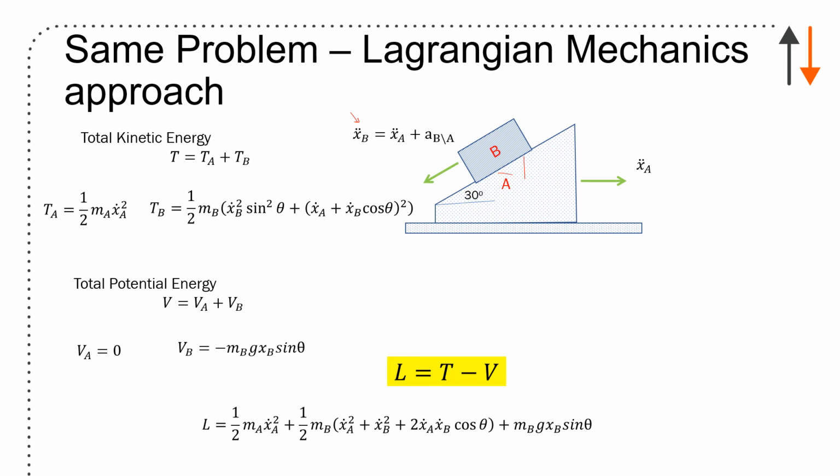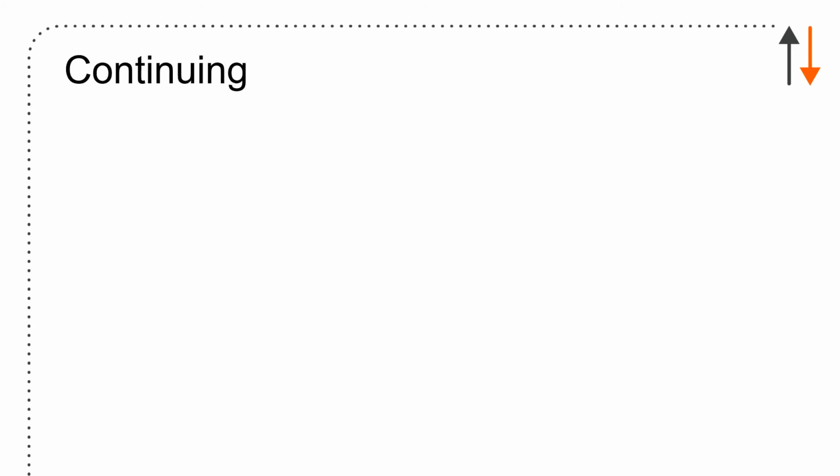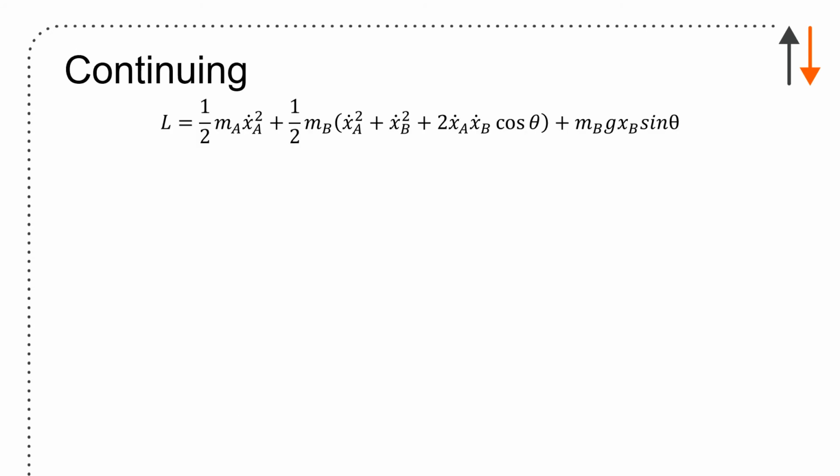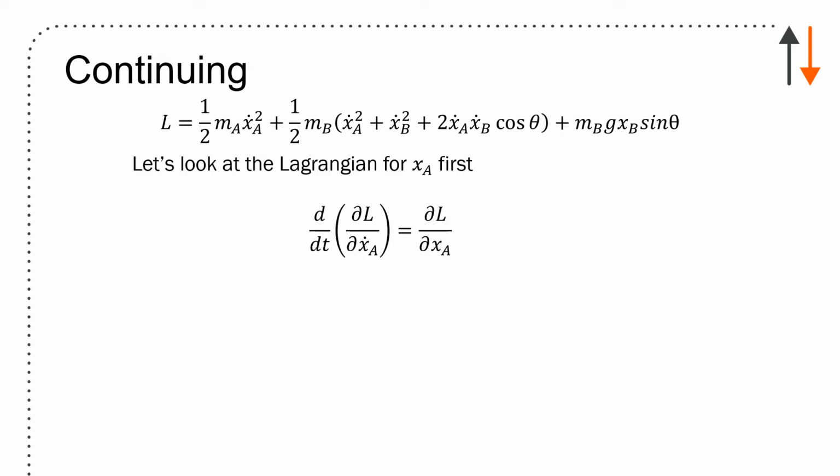Now, this doesn't look like it's going to get easier. It's surprising, but it looks like a very complex equation. So let's continue. So I have my expression here in terms of x dots and x, and I'm going to take, first of all, the Lagrangian for xa. So I take d/dt of partial L partial xa dot, and partial L partial xa. If I take that first term on the left, I get ma plus mb xa dot plus mb xb dot cos theta. So I've got this derivative here.